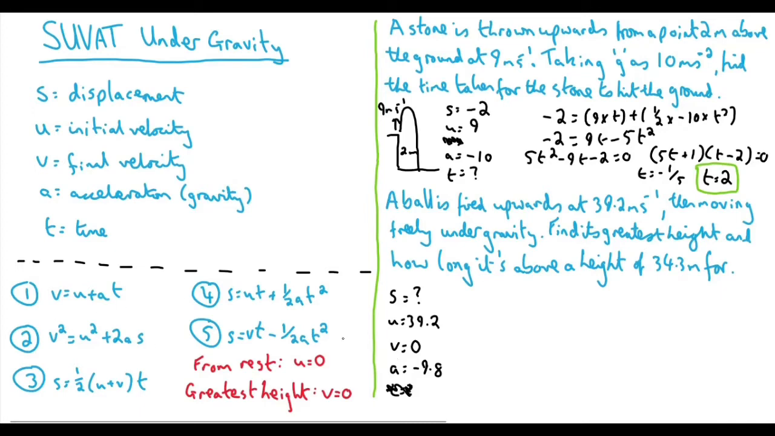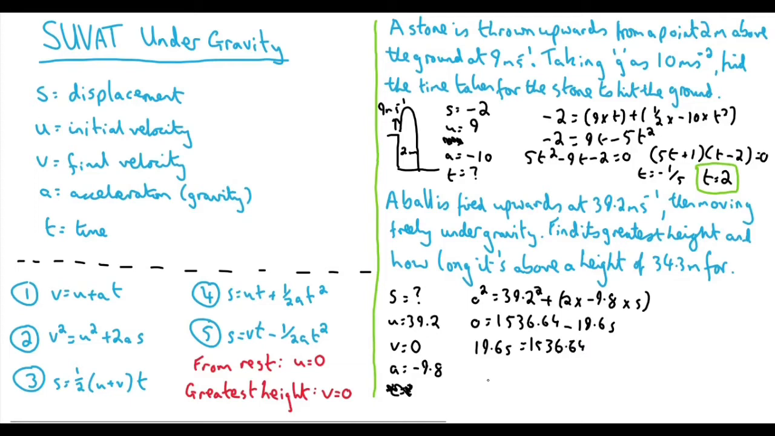So we've got S, U, V, and A. The equation involving those is SUVAT equation 2: V squared equals U squared plus 2AS. So 0 squared equals 39.2 squared plus 2 times minus 9.8 times S. If we simplify that first, you end up with 0 equals 1536.64 minus 19.6 S. Rearranging, because we want S positive, let's add it onto the other side. So 19.6 S equals 1,536.64. To get S on its own, we divide, which gives us a value of 78.4 meters. So that's how high this ball is going to get.